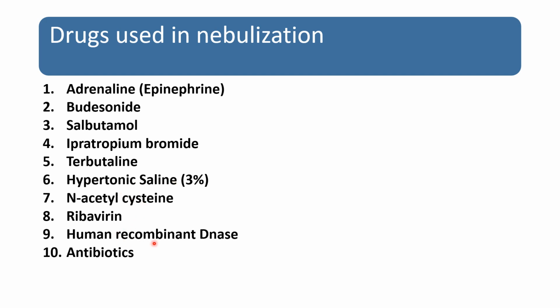N-acetylcysteine and human recombinant DNase are mucolytics, used in cystic fibrosis and various other conditions in which thick secretions block the airway. We can use both drugs. Ribavirin by the inhalation route is used against respiratory syncytial virus. It is an antiviral drug, so in acute bronchiolitis we use this drug. Antibiotics by the inhalation route are mainly used in cystic fibrosis.